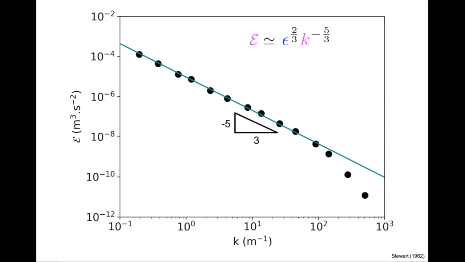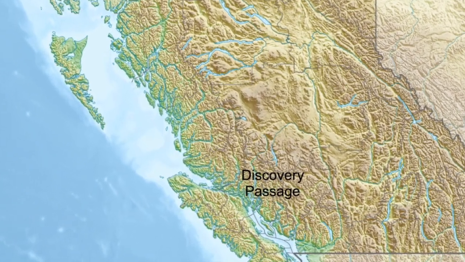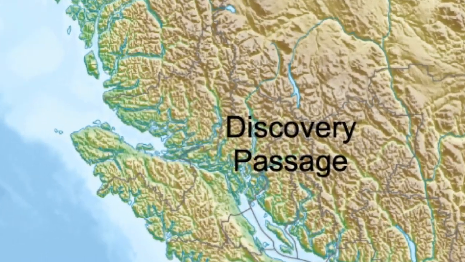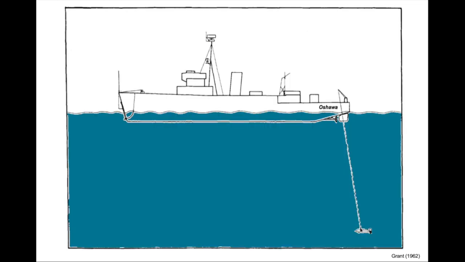But first, let's say where these data points come from. These data were obtained in British Columbia, near Vancouver, in a place adequately named Discovery Passage. This passage is a narrow tidal channel where the sea flows in and out with the changing tides. Grant, Stewart, and Moilliet studied the turbulence of the seawater in this strait by recording fluctuations of the velocity of the flow with a probe attached to the boat. How did they do that?